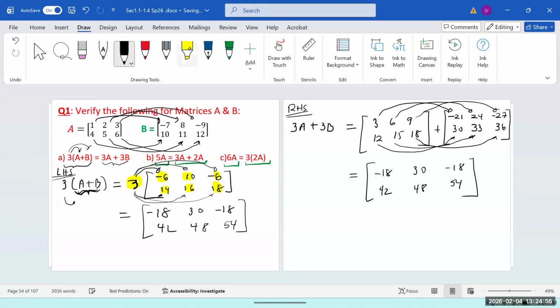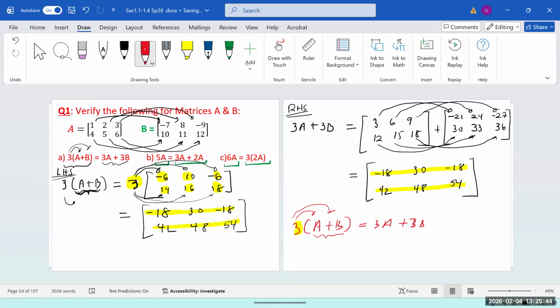Now, if you look at the left-hand side, the first row is negative 18, 30, negative 18. We have the exact same thing on the right-hand side. Then the second row is 42, 48, 54. We have the exact same thing on the right-hand side. So what does that mean? It means if we have 3 times a plus b, either you can do the addition first and then multiplication, or you can distribute first and then you can add. So you have 2 choices: distribution first and then addition, or add first and then distribute.